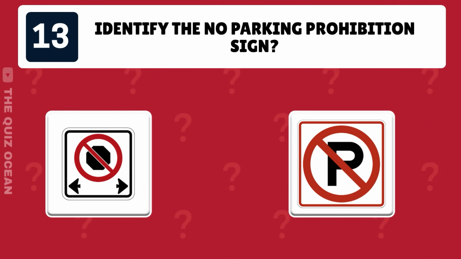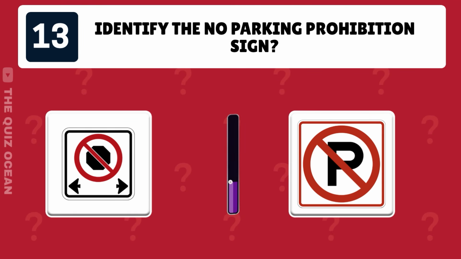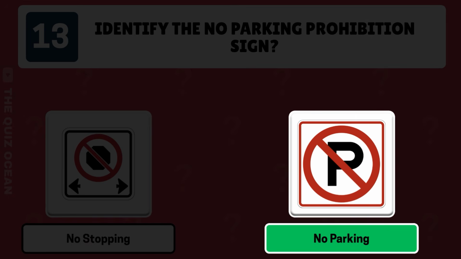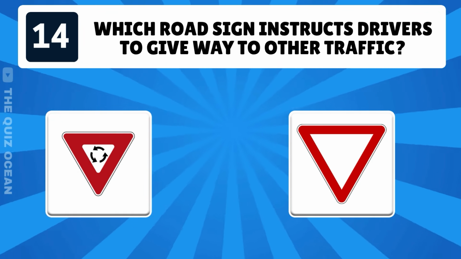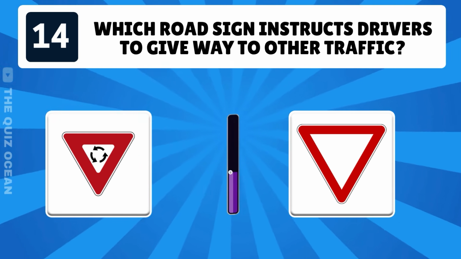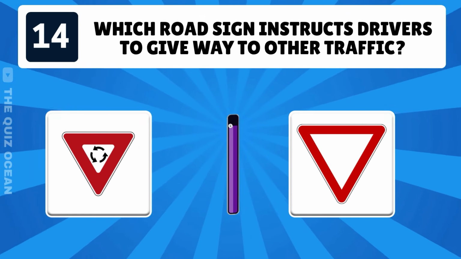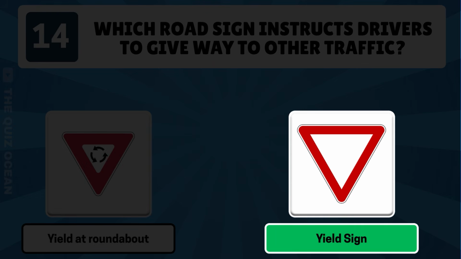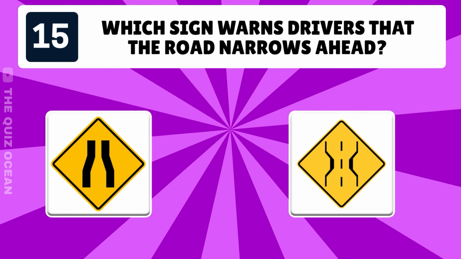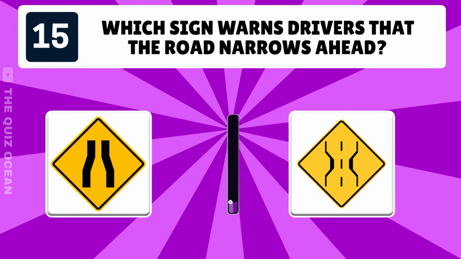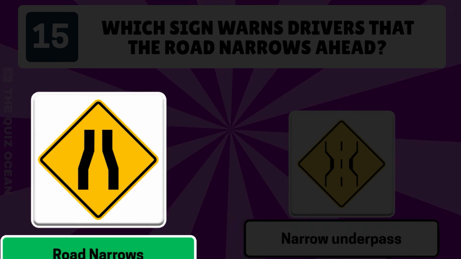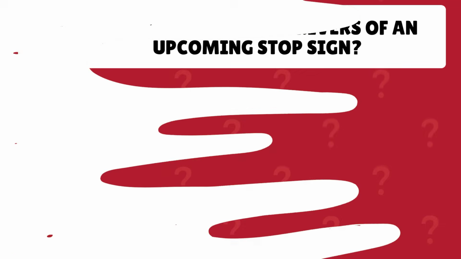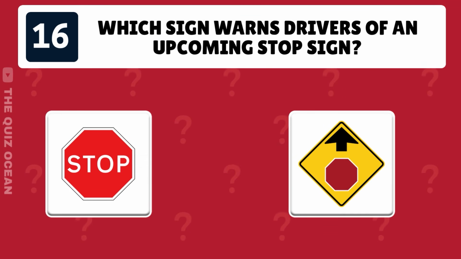Identify the no parking prohibition sign. Which road sign instructs drivers to give way to other traffic? Which sign warns drivers that the road narrows ahead? Which sign warns drivers of an upcoming stop sign?